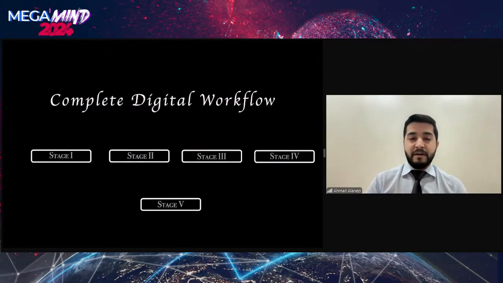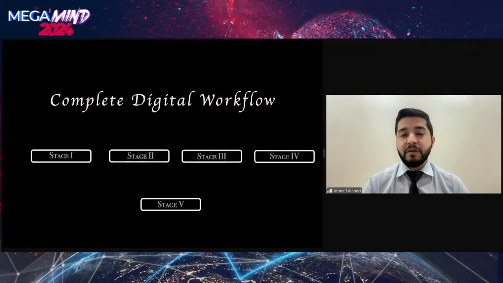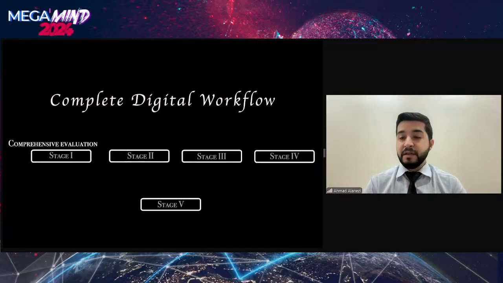Before we jump into the case, we need to define what a complete digital workflow is. Usually it is divided into 5 stages. The first stage, and the most important, is the comprehensive evaluation. During this stage, you really want to have a global analysis of the patient. You want to know the patient's dental, occlusal, and periodontal evaluation and assessment. You also want a good radiographic analysis. You want to know whether the patient is a candidate for dental implantology or not. You want to know the risk factors the patient possesses when you design or plan this kind of treatment.